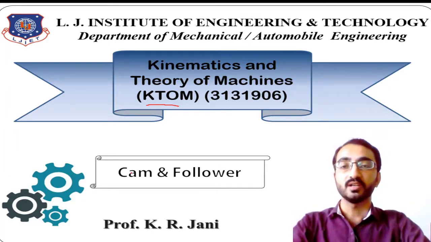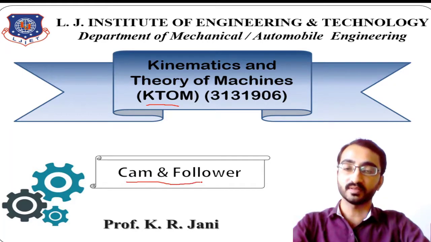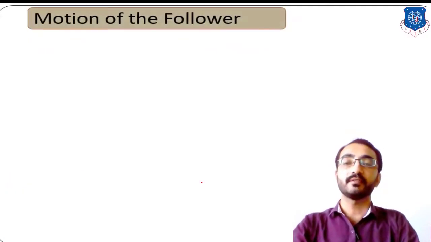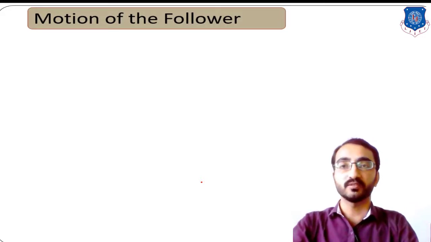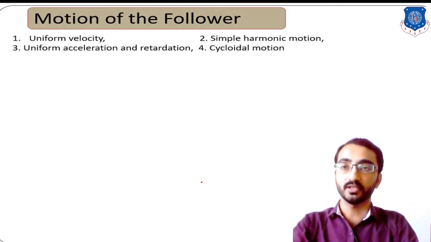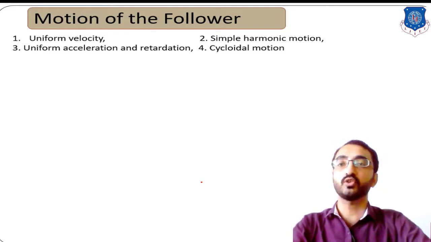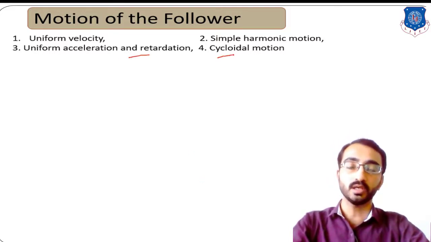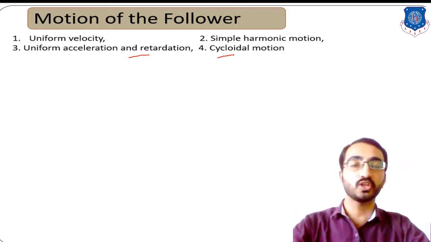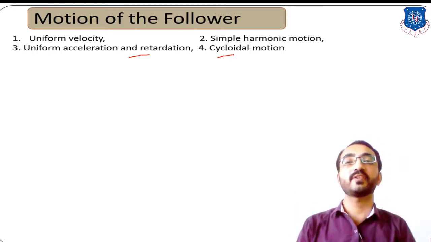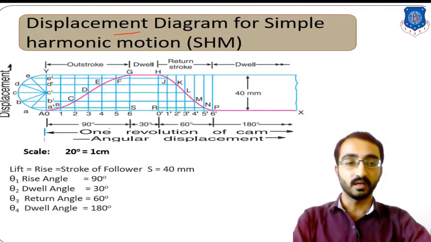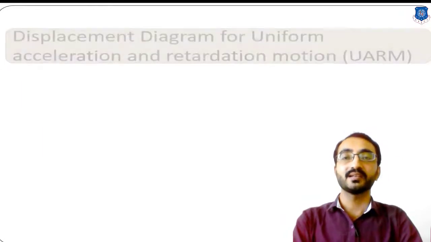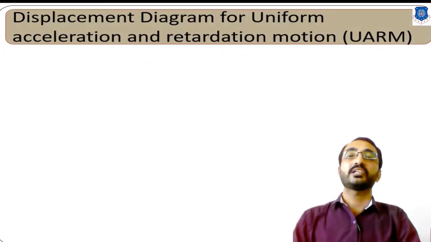In this session, we will learn about the cam and follower system. In the previous session, we learned the various types of motion of the follower: uniform velocity, simple harmonic motion, uniform acceleration and retardation, and cycloidal motion. Based on this motion of the follower, we have to plot different displacement diagrams. Now let's learn the third type of motion, which is uniform acceleration and retardation.